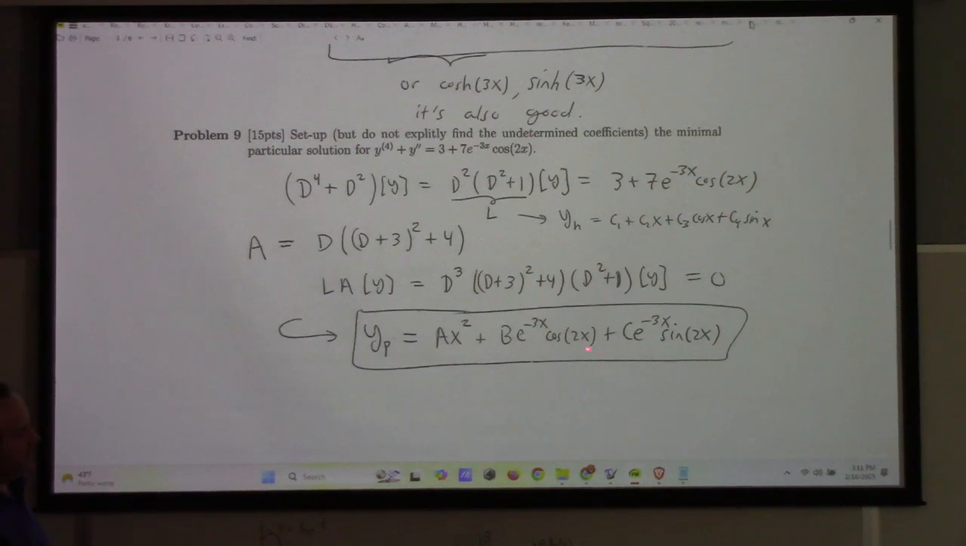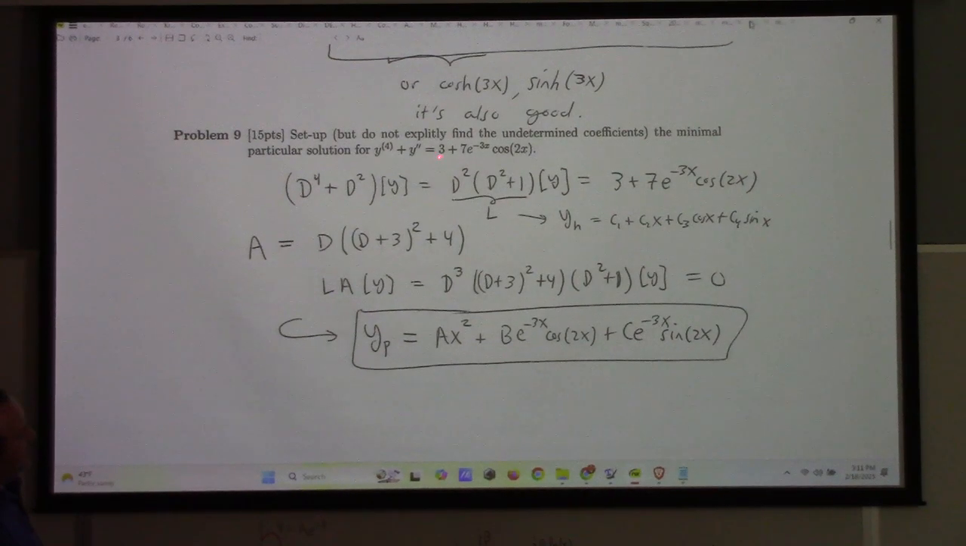In particular, the thing students are most likely to throw in that doesn't belong is the homogeneous part, right? The homogeneous part has the c1 plus c2x plus c3 cosine x plus c4 sine x. I do not need these terms in the particular solution. Because if I put them in, what happens? They always go to 0 when you plug it in. So this is the minimal particular solution, all right? Every particular solution I've found for you guys this semester has been a minimal particular solution. That's always what I'm doing.